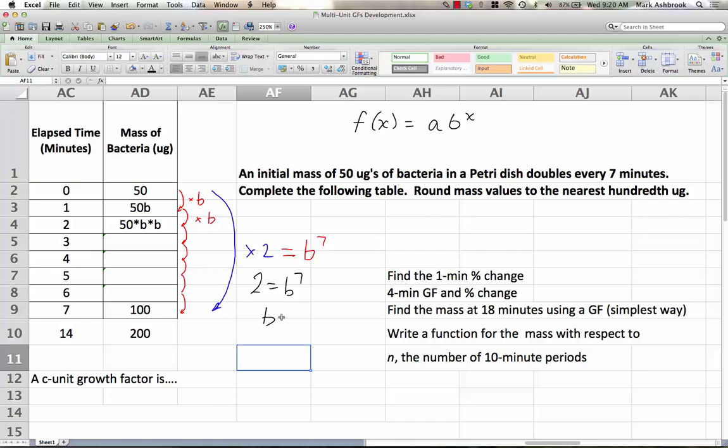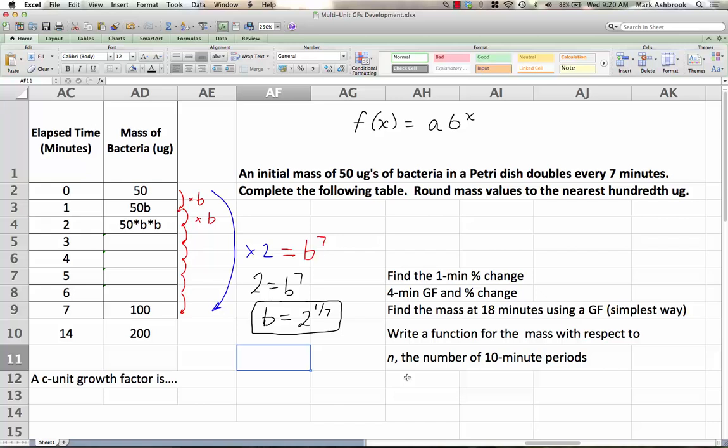So then what is b? Now we've got something we can solve for b. We need to take the 7th root of both sides, 2 to the 1/7. So we just found the 1 minute growth factor.